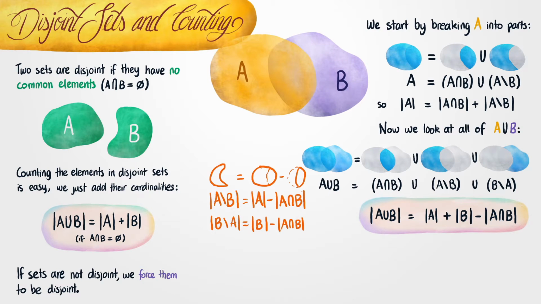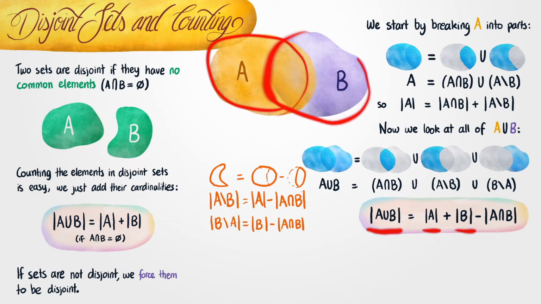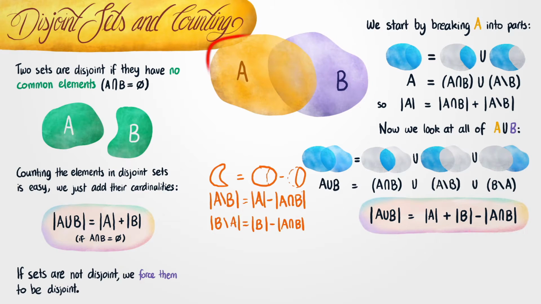So now we've come to the final formula that I wanted to show you. If we wanted the number of elements in either A or B, then we have to take the number of elements in A, which is all of this, then add all of the elements in B, which is all of this, and then we actually have to subtract the part that overlaps. Now I don't need any of this anymore, so I'm going to get rid of it too.